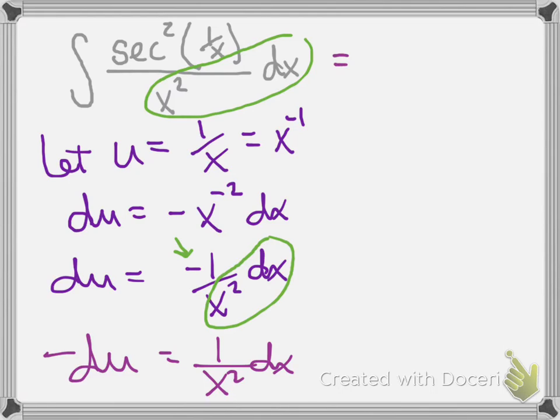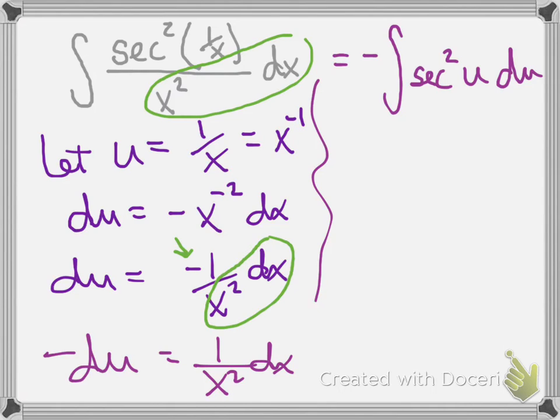So this becomes negative, for the negative I just mentioned, the antiderivative, or the integral of secant squared. I've got to squeeze it in here a little bit. Secant squared. Now 1 over x, we said that was u, so that becomes u. And the dx over x squared gets replaced with that negative du. And so I already got the negative accounted for, so I guess I have to include now the du. All right. Can I find the antiderivative of secant squared u? I hope that you can.